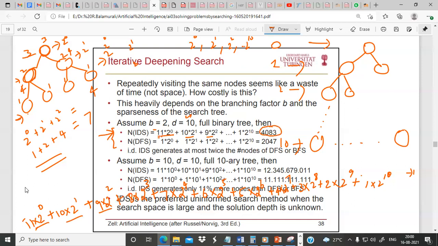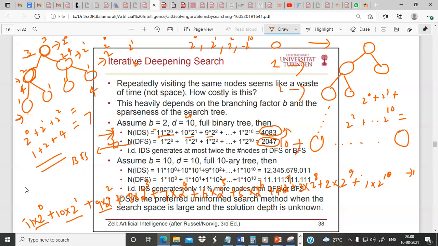4083 times. But if you use just depth first search or breadth first search, this is applicable to BFS also. If you use just a BFS or DFS, then the nodes at each level will be accessed only once. So it is nothing but 2 to the power 0 plus 2 to the power 1 plus 2 to the power 2, so on and so forth up to 2 to the power 10. So what is that? 2047. So the difference is not that much. It is double. That's all. The difference is not exponentially high. The difference is only linearly high.